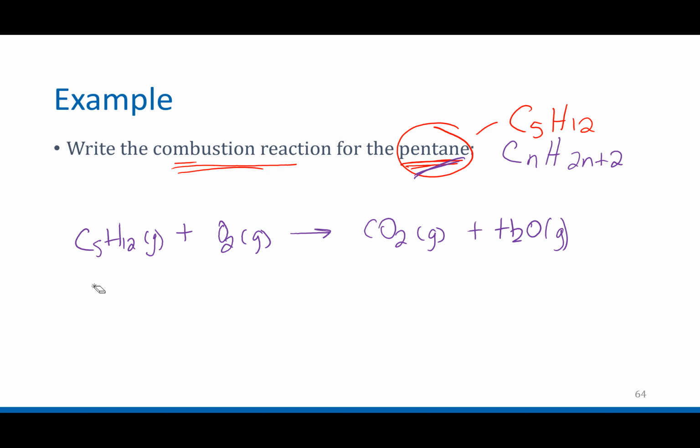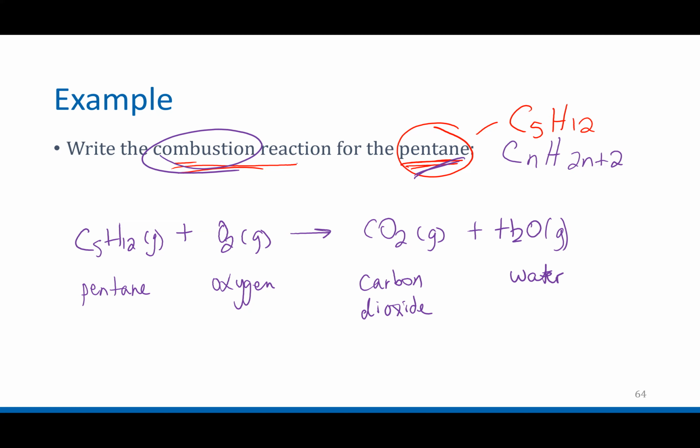So first let me do the word equation here. We have pentane plus oxygen gives me carbon dioxide and H2O. I write gas for H2O because if this is a combustion reaction, we're dealing with very high temperatures. Like if you have a flame, you're definitely hotter than 100 degrees Celsius, which would boil water. So I like to say that the water is in the gaseous phase.